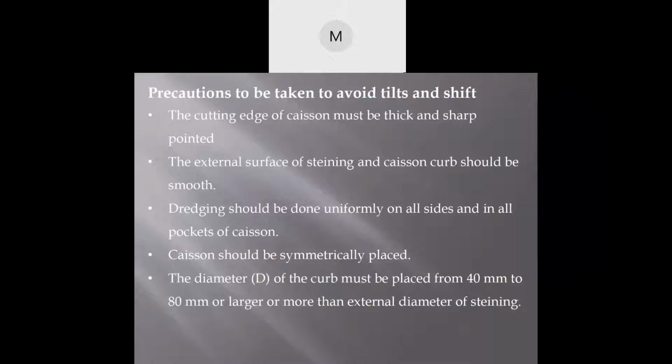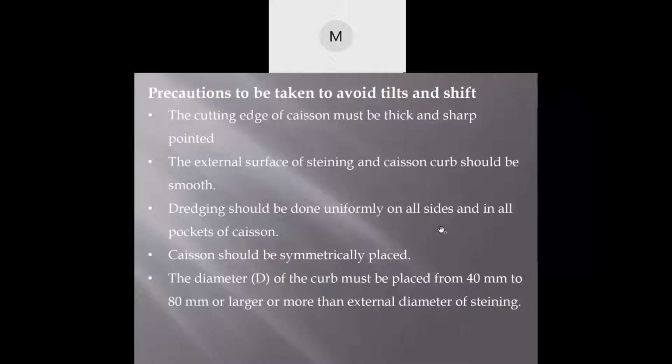Then grabbing should be done uniformly on all sides in all pockets of the caisson. Now grabbing should be uniformly dressed. Dressed means the well where it will be cast, where it will be set up. So all the parts near the well should be uniform, like a level surface. If it is not done, then the well will be uneven, right? So that is the reason.